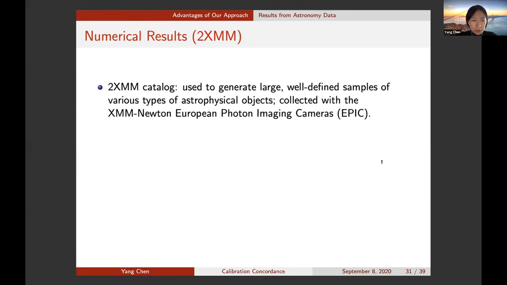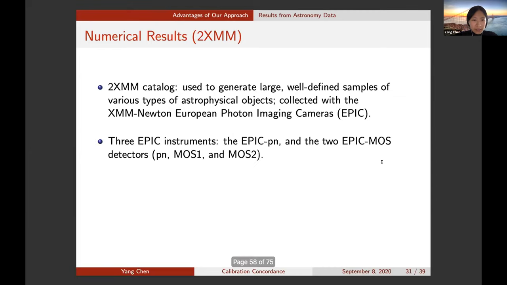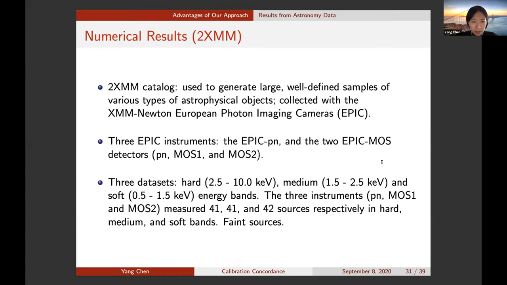We also have two XMM datasets. And for this dataset, we have three different instruments.